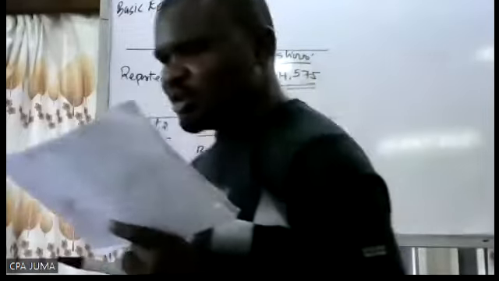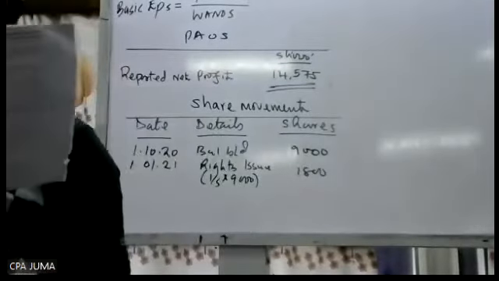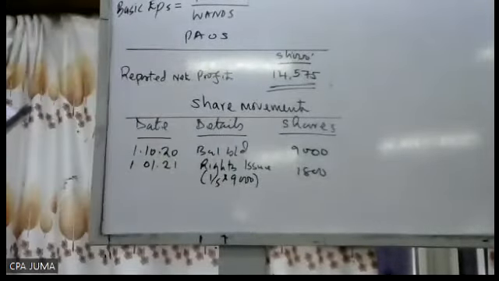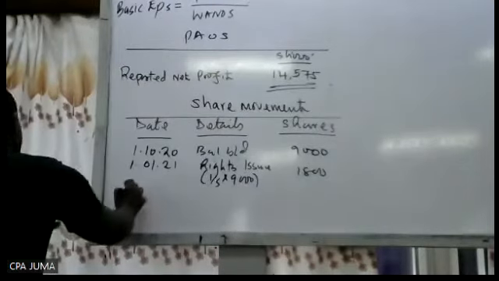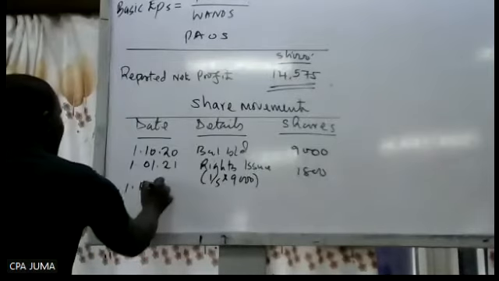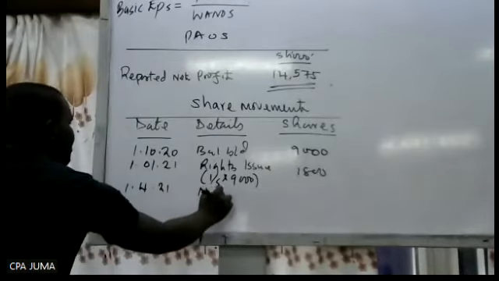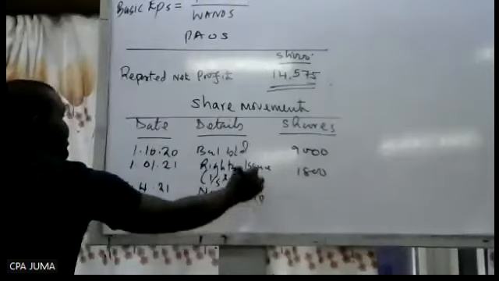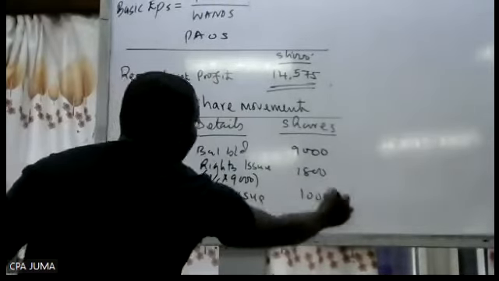Number 2, on 1st April, R Limited issued 1 million ordinary shares at full market price. So 1st April 2021, new issue. How many shares? 1 million, full market price.